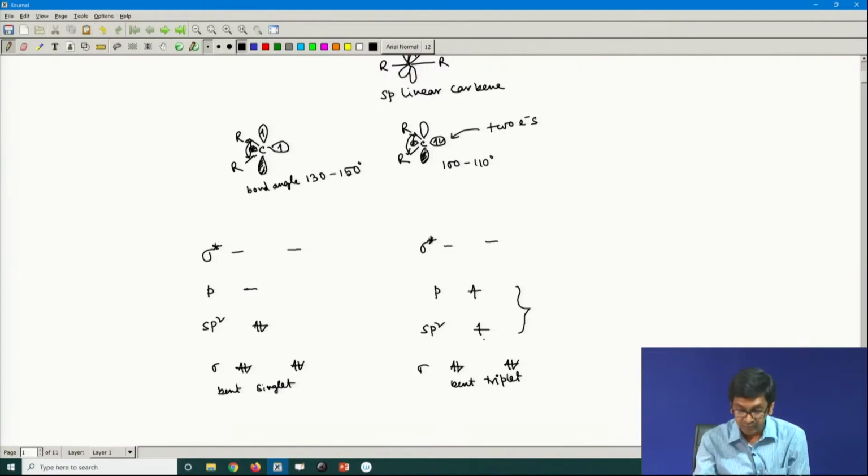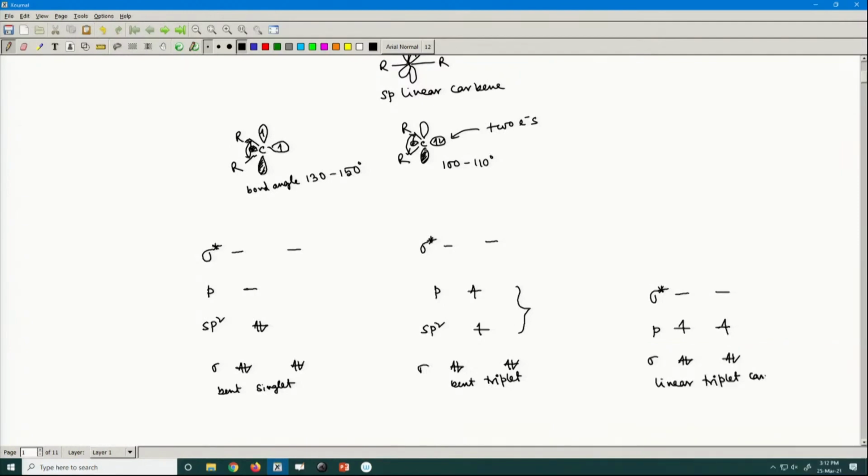And in case of linear carbene, they will have two degenerate p orbitals. If you see, they have two p orbitals which are similar in energy, and these two electrons are singly occupied there, and they will give you the corresponding linear triplet carbene.